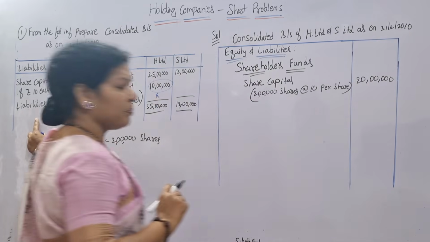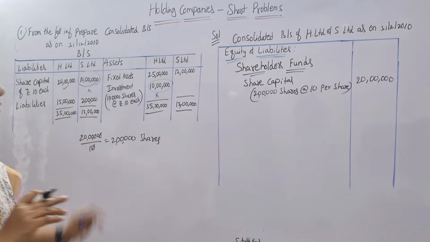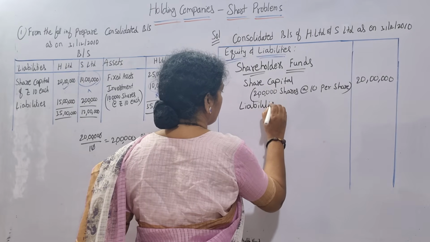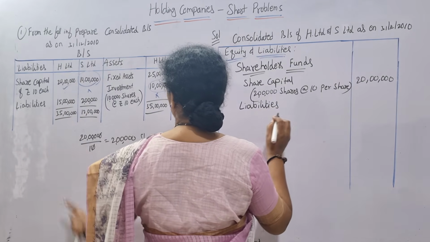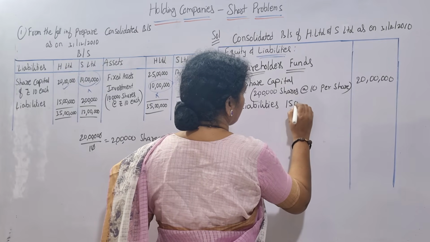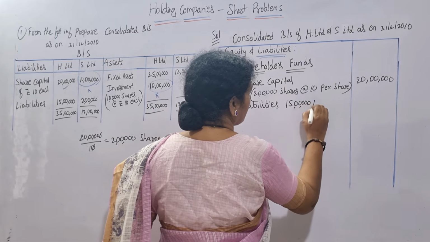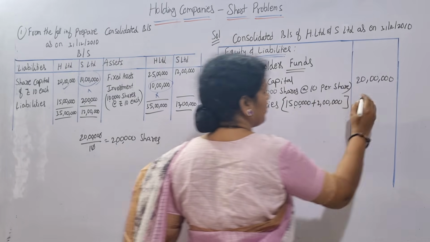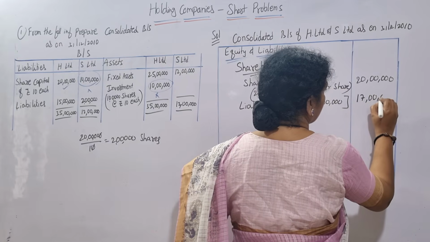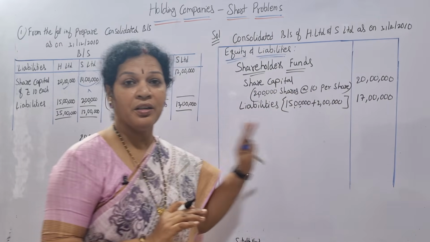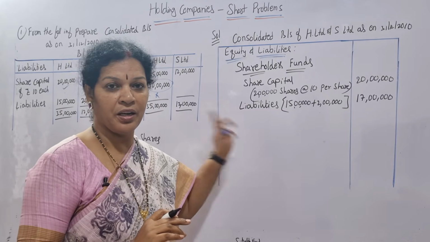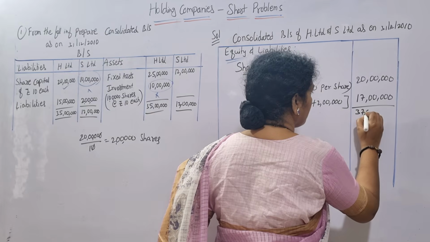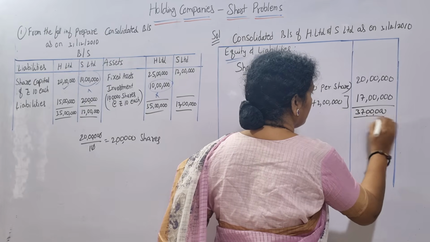Next we have liabilities. Simply, liabilities of both will be added together. It is 15 lakh plus 2 lakh, which comes to 17 lakh. We have nothing else to write on this side. We have only two items: share capital and liabilities. So this we have written. Total up, it is 37 lakh. This is the total.